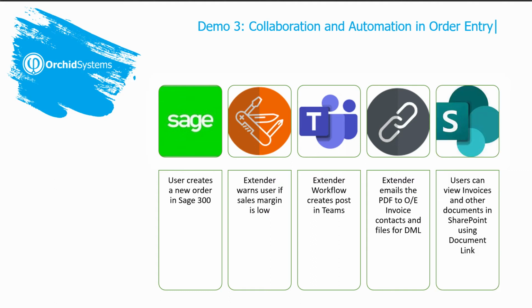Finally, back in Sage 300, the users can then view the invoices and other documents saved on the network folder as well as in SharePoint using Document Management link. So for this, I'm now going to hand over to Anne.